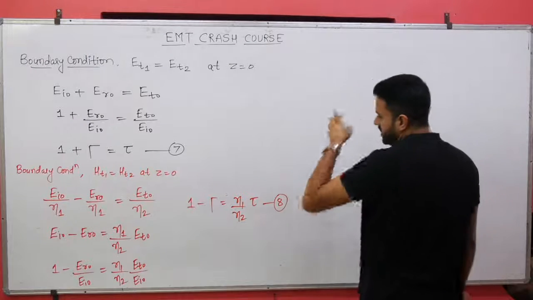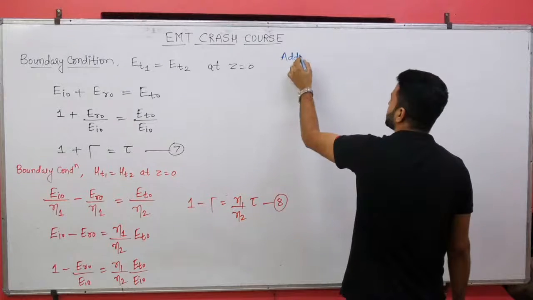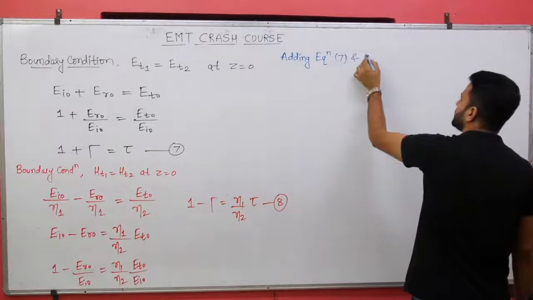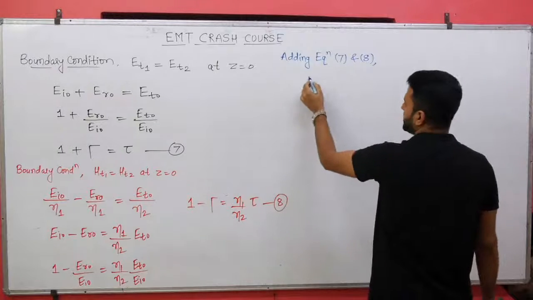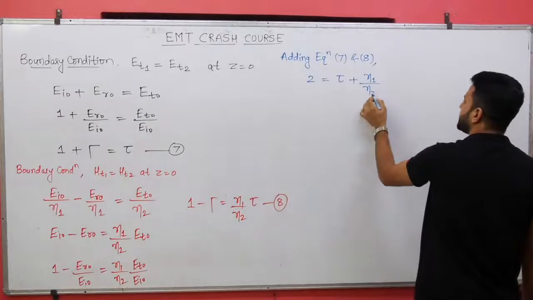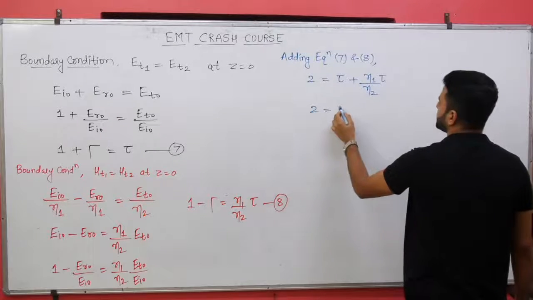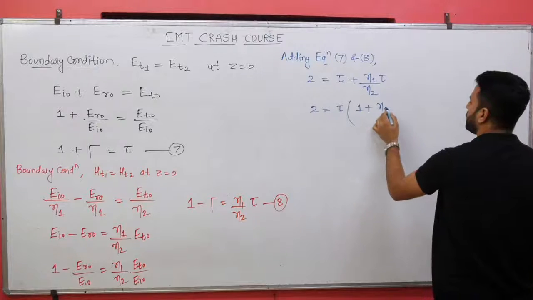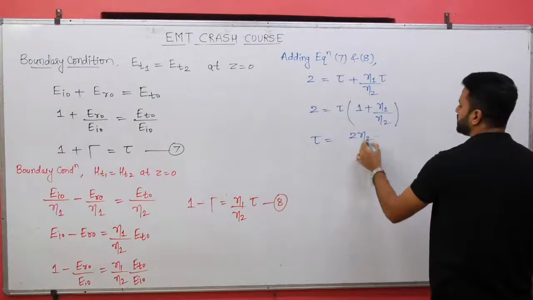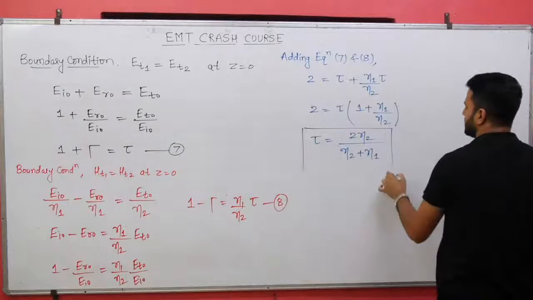Now adding equation number 7 and 8, what will we get? Adding these equations 7 and 8, we get 2 equal to tau plus eta 1 divided by eta 2 into tau. Now we will calculate tau here: 1 plus eta 1 divided by eta 2. After the whole calculation, we will get 2 eta 2 divided by eta 2 plus eta 1. You can see this is the transmission coefficient.